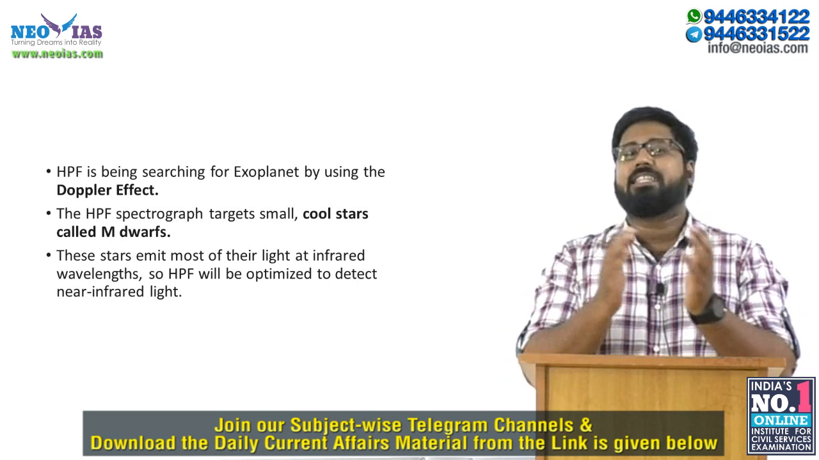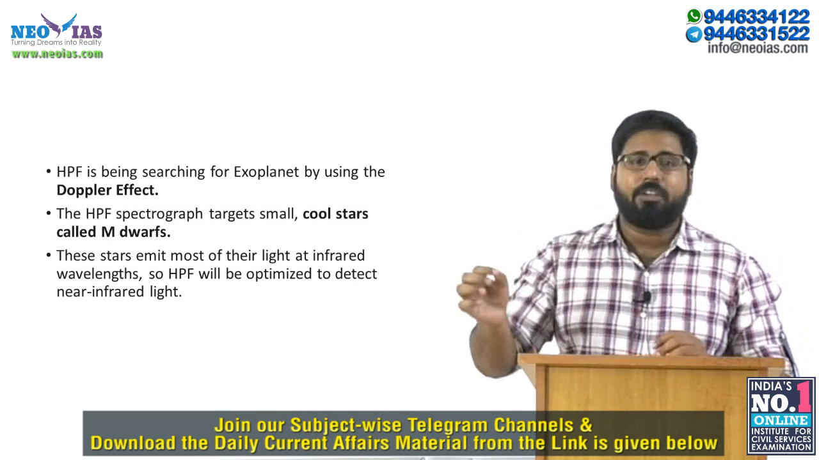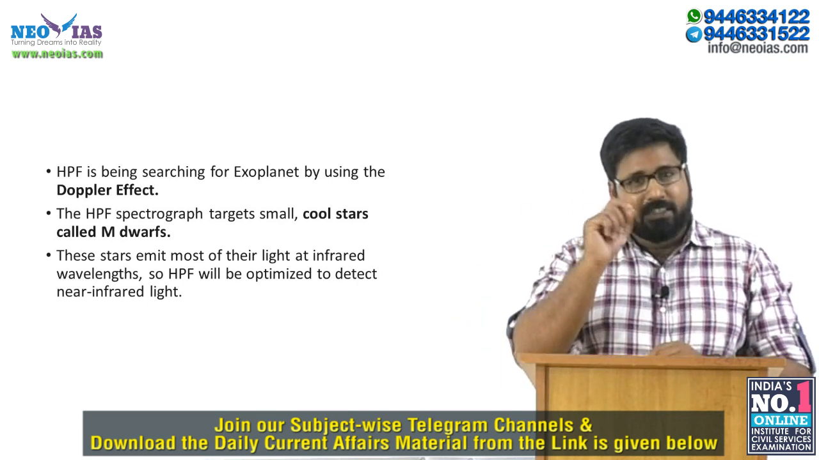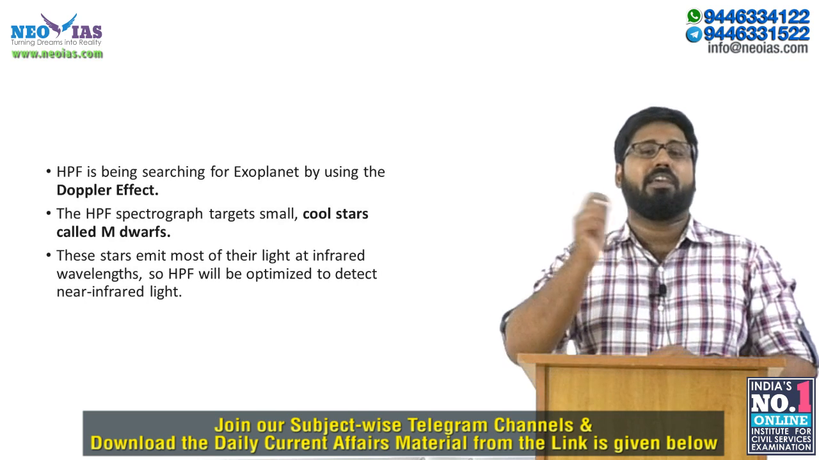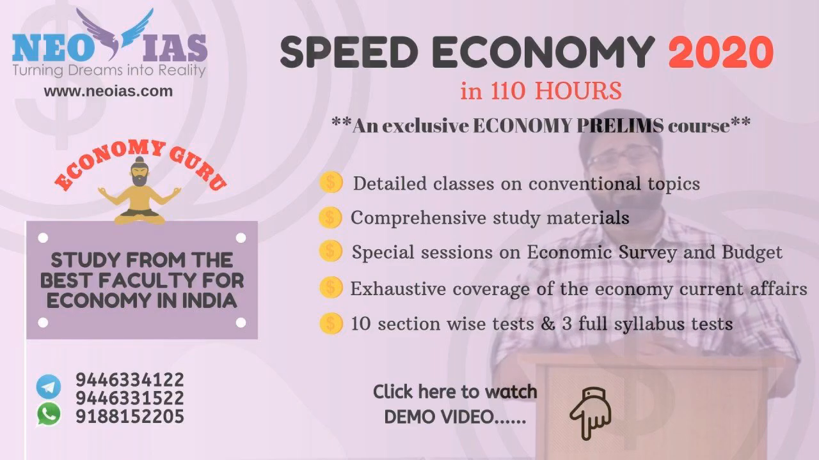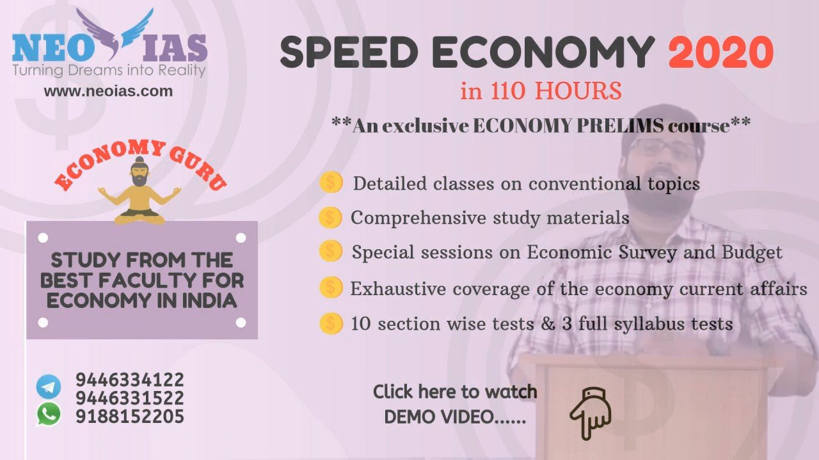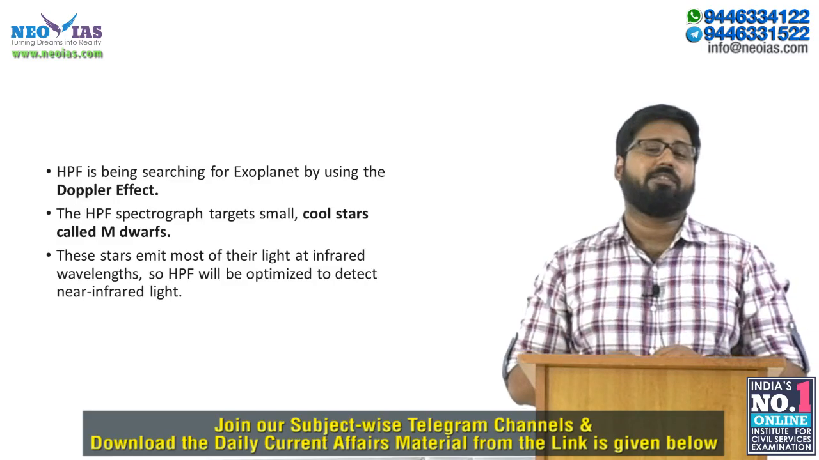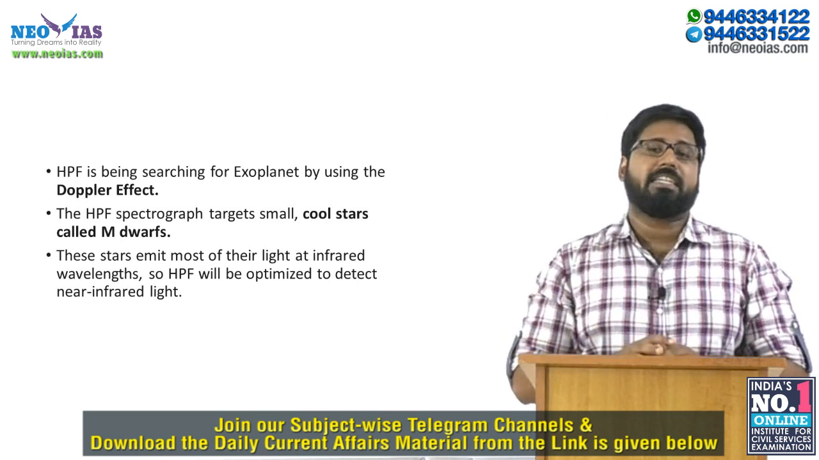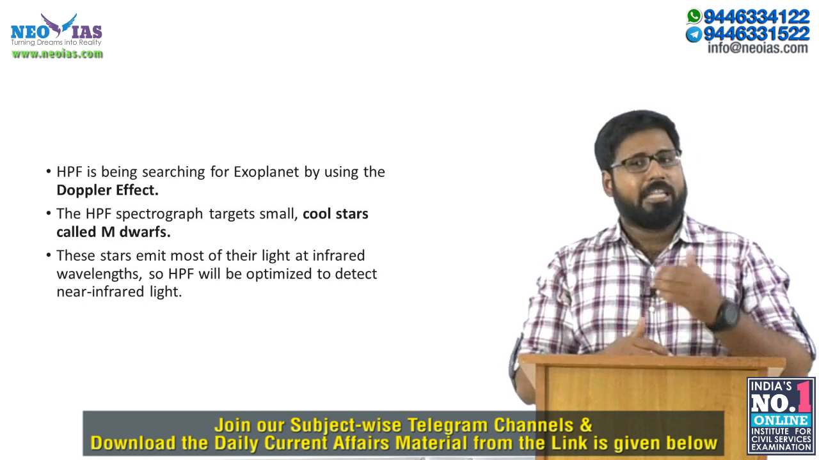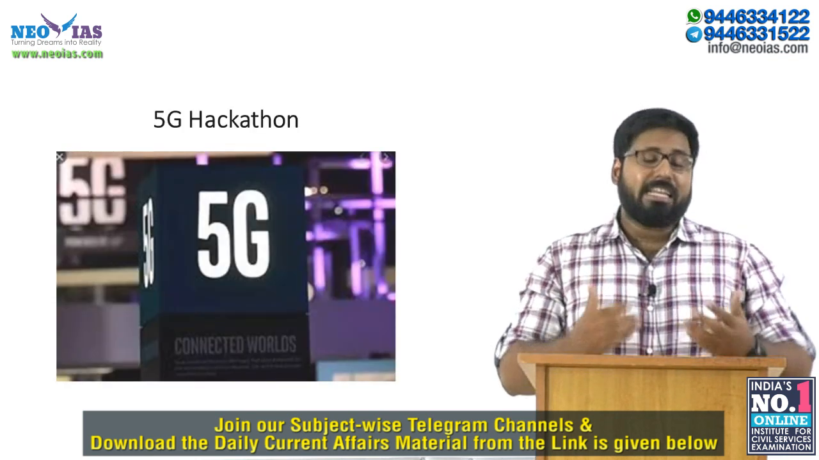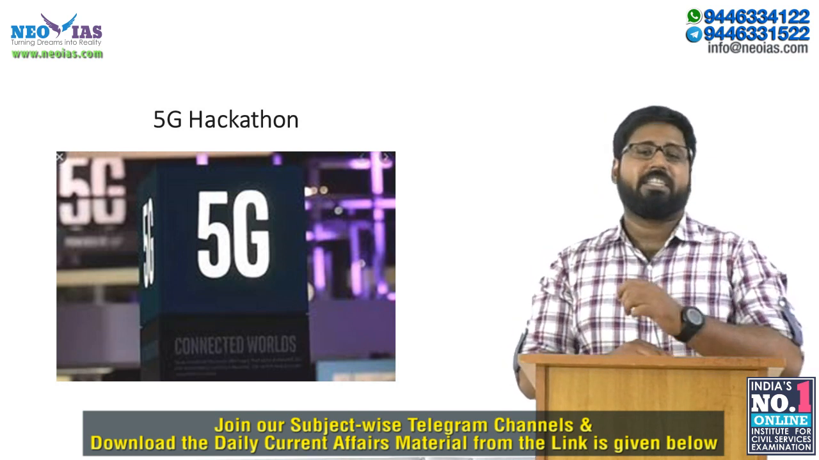So since the star itself is wobbling, the light coming out of the star for the receiver will also change a little bit, and this slight change in the frequency or pitch of this light is what is actually detected. Now understand, the HPF spectrograph targets small cold stars, which are called M dwarfs. Now these stars emit most of their light in the infrared wavelength, so HPF will be optimized to detect near infrared light.